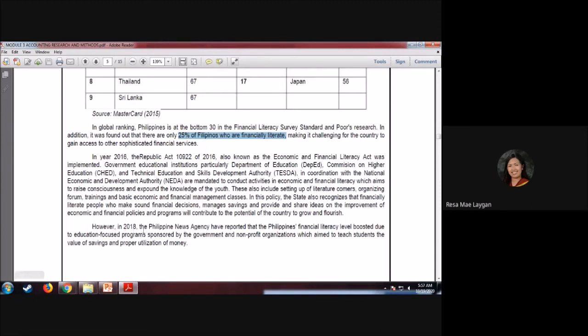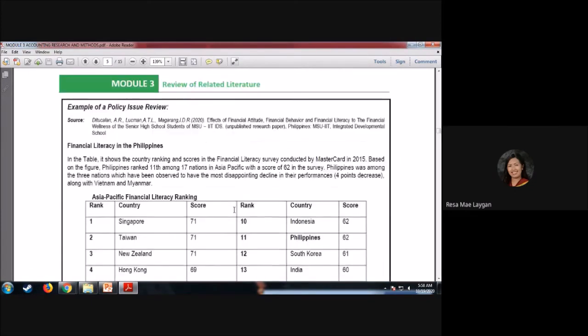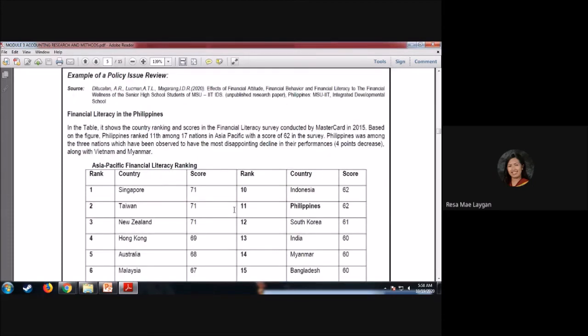However, in 2018, the Philippine News Agency reported that the Philippines' financial literacy level had boosted, maybe because of the educational focus programs. So this is actually how you will do your policy issue review. You have to identify the policy, and you have to identify the current status, which shows the seriousness of the problem or the success of the policy. So you should not only focus on the negative side. You don't have to be biased as a researcher. You have to be fair.